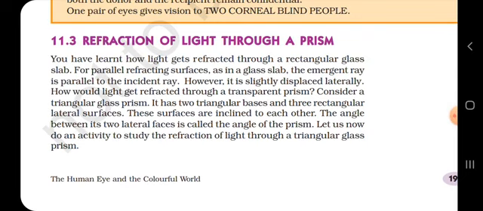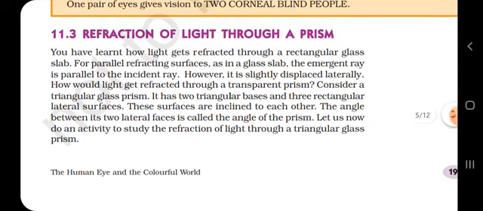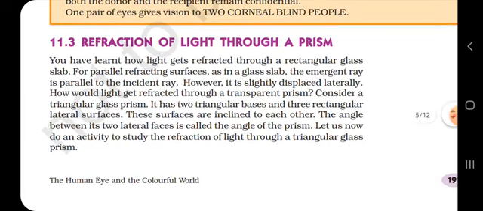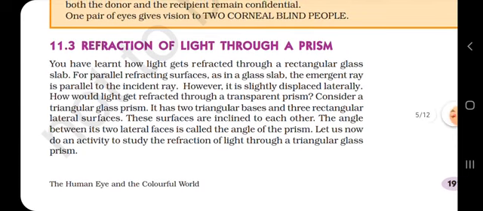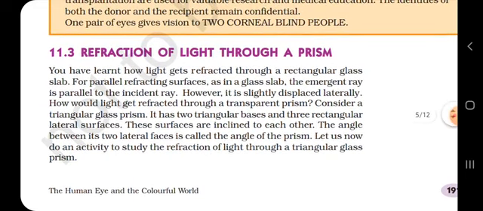You have learned how light gets refracted through a rectangular glass slab. For a parallel refracting surface, as in a glass slab, the emergent ray is parallel to the incident ray. However, it is slightly displaced laterally. But how would light get refracted through a transparent medium?